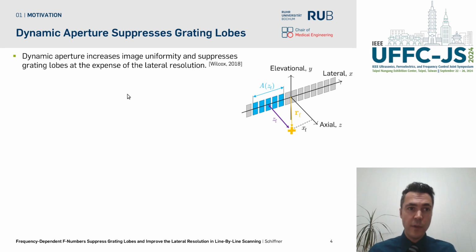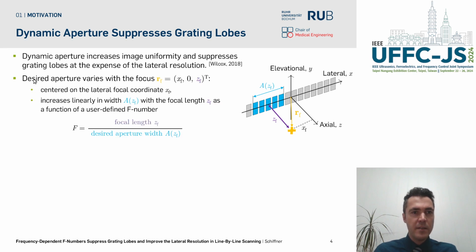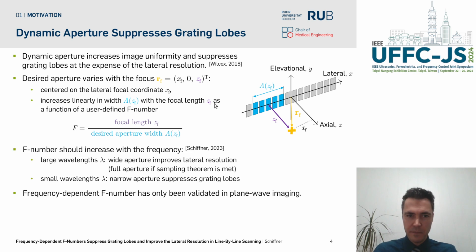One solution to the grating lobe problem is a technique known as dynamic aperture. This aperture increases image uniformity and suppresses grating lobes at the expense of the lateral resolution. The desired aperture varies with the focus RF, which is illustrated on the right. It is centered on the lateral focal coordinate XF and increases linearly in width with a focal length ZF as a function of a user-defined f-number.